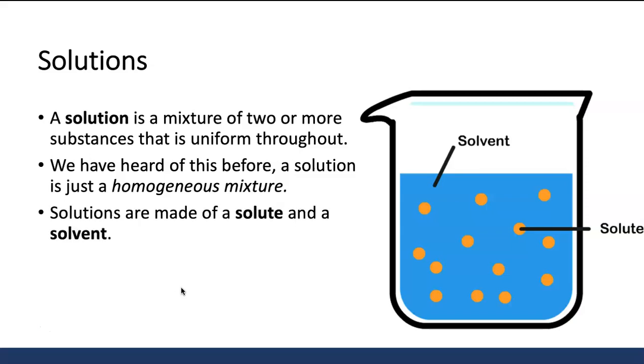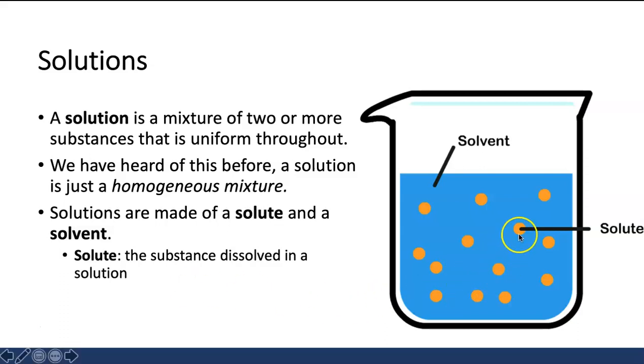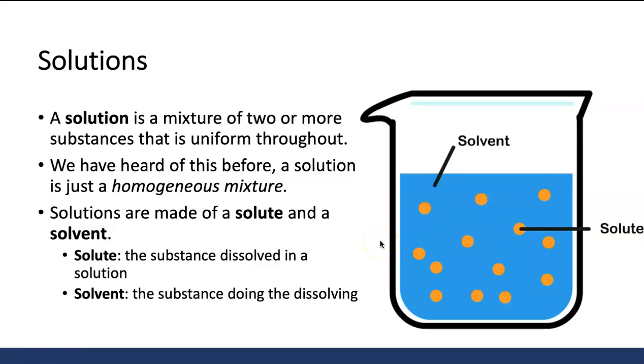So solutions are also made of a solute and a solvent. Those are the two main parts we're going to be discussing. The solute is the substance being dissolved, so that is the little orange particle over here. And the solvent is the substance doing the dissolving. So usually that's the liquid when we're thinking about this in terms of solutions we make in lab.